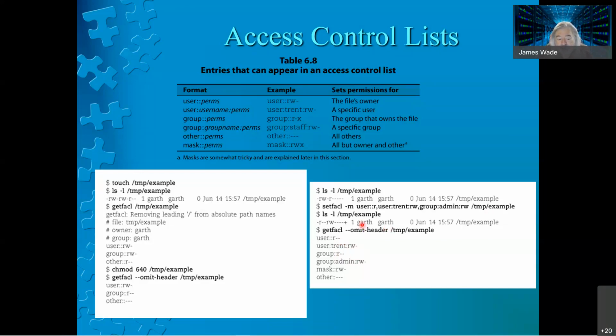Look, Garth is the owner and Garth is the group. But Garth can only read it, and as a group, Garth can only read it. And the admin group can read and write to it. Okay? And then the mask is all but the owner and others. So look at that, read write. Poor old Garth is like, it was my file. I created it. So now we have the ability to do a ton of stuff.